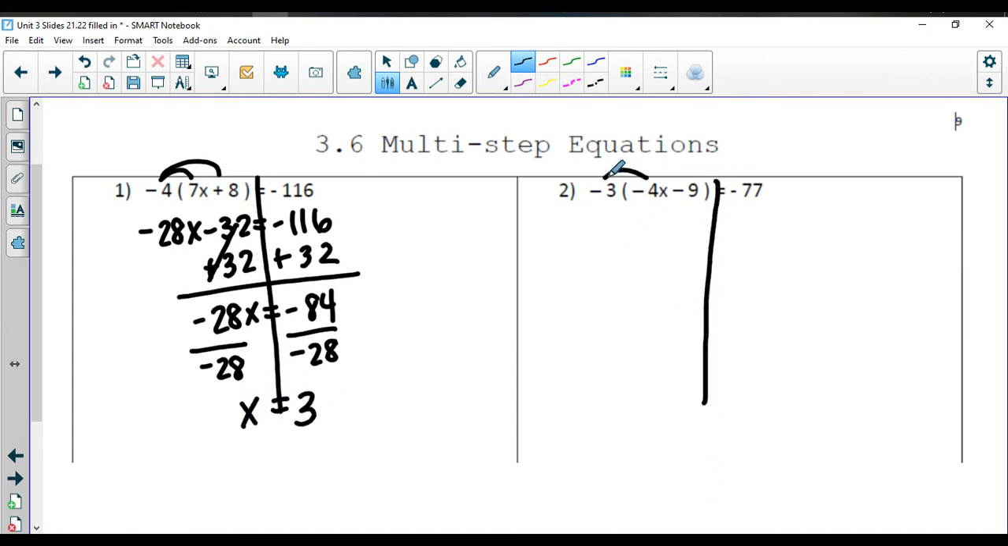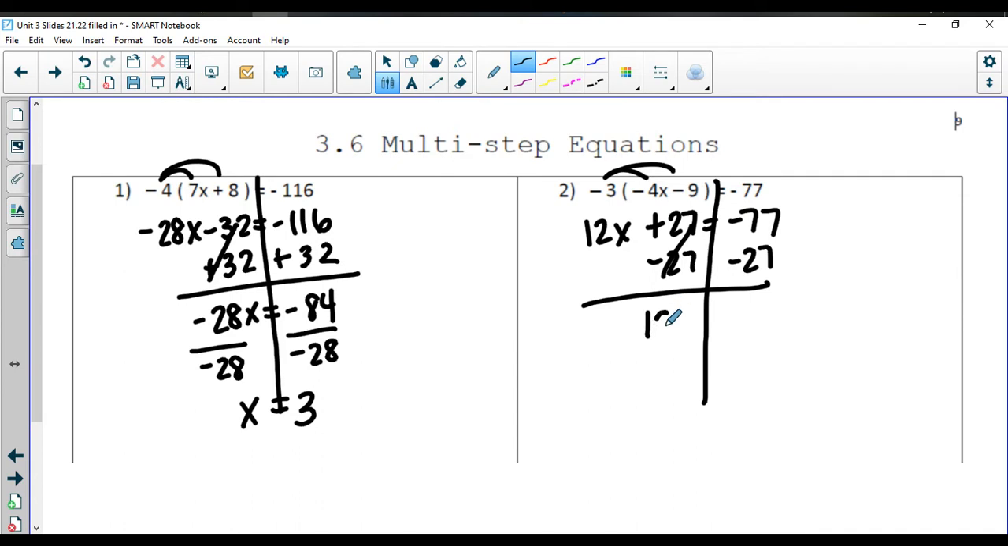For number 2, I'm going to go ahead and distribute the negative 3. That'll give me 12x plus a 27 is equal to a negative 77. I'm going to subtract 27 from both sides. So I'm going to get 12x, negative 77 minus a 27. It's going to give me negative 104.